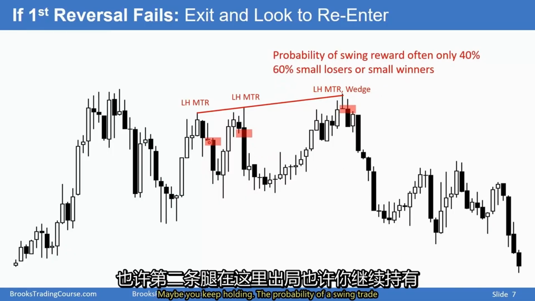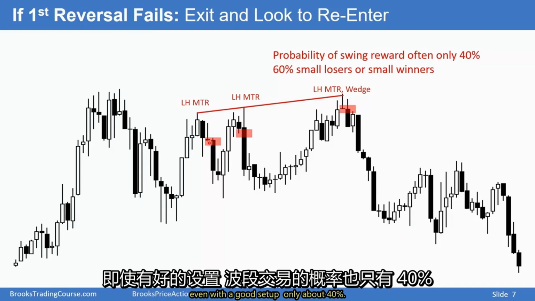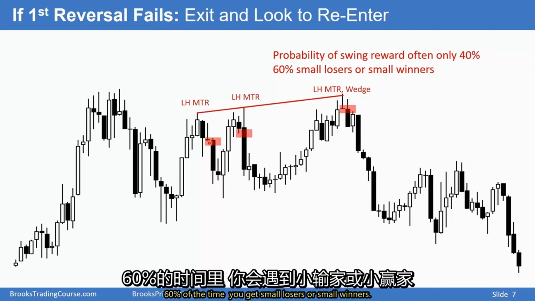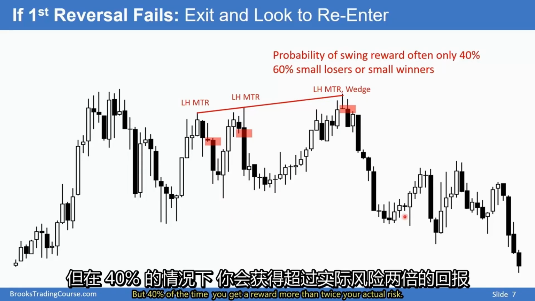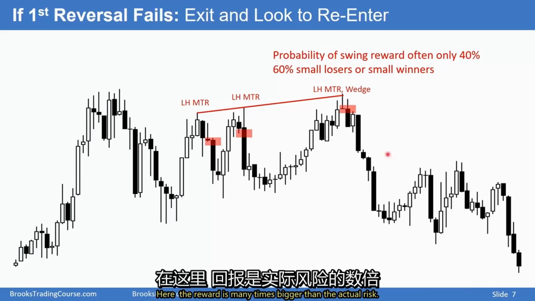The probability of a swing trade, even with a good setup, is only about 40%. 60% of the time you get small losers or small winners, and they offset one another. But 40% of the time you get a reward more than twice your actual risk. Here, the reward is many times bigger than the actual risk.